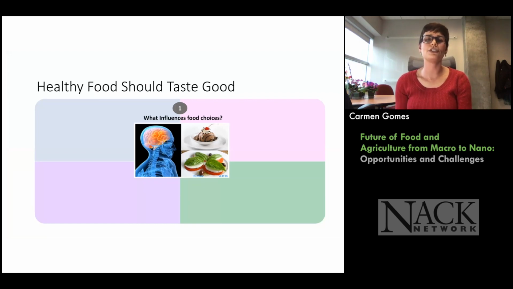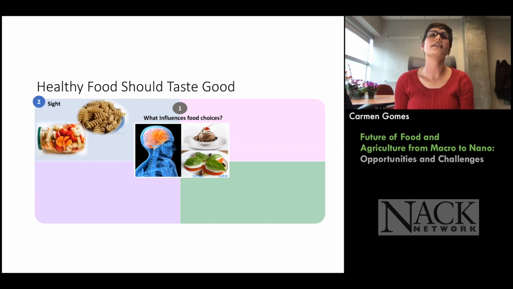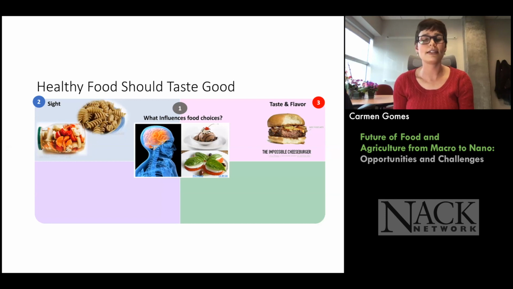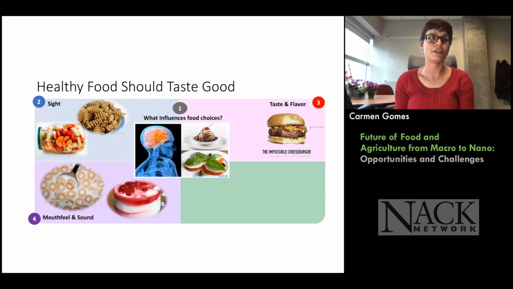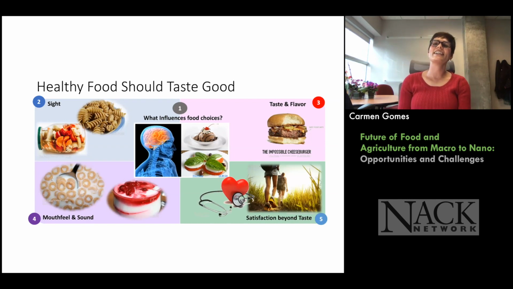So what influences our choices on what we eat? Sight is one. Another one is taste and flavor. It needs to have the right texture, the right smell, and taste good overall. And again, mouthfeel and sound. Texture is very, very important. We all know that if a chip is not crunchy, it's not a chip. And satisfaction beyond taste: you also need to know that if I eat this, it's going to help my system, so I want to consume it.